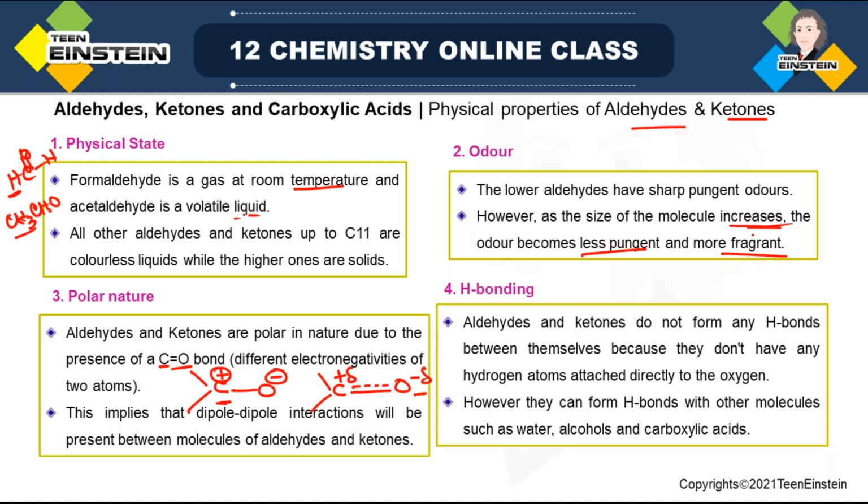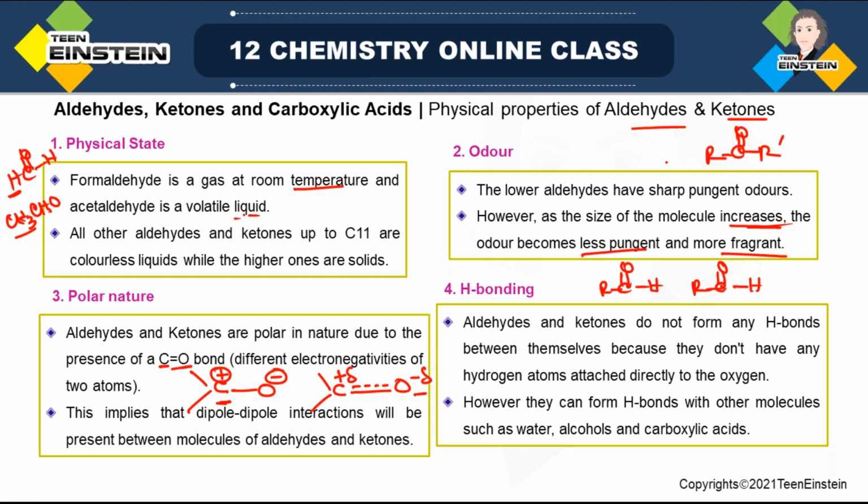Hydrogen bond. Aldehydes and ketones do not form any hydrogen bond between themselves. It means that suppose you have two molecules of RCOH. If you look carefully, here oxygen is the electronegative atom, but directly with oxygen you do not have any hydrogen. Hydrogen is attached to carbon, right? And if you consider RCOR prime, that is the structure of a ketone, then also there is no hydrogen directly attached to oxygen.